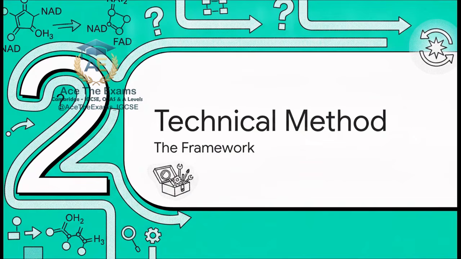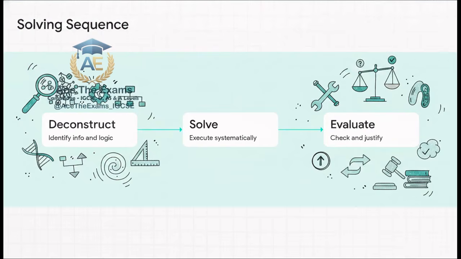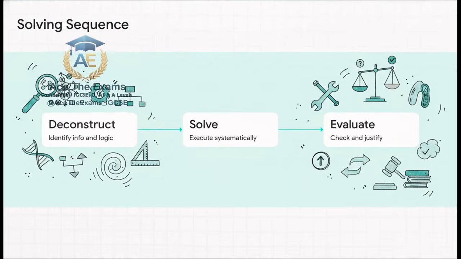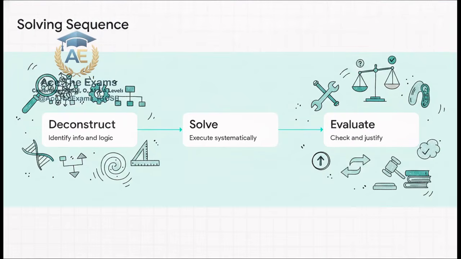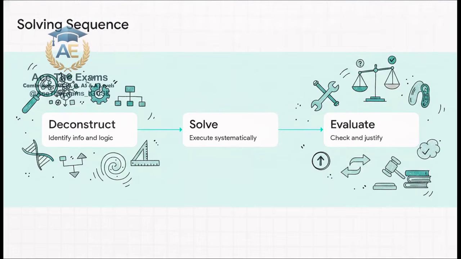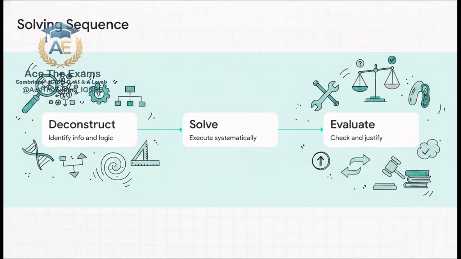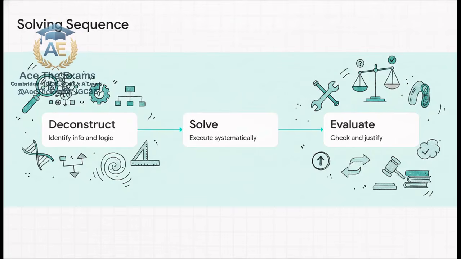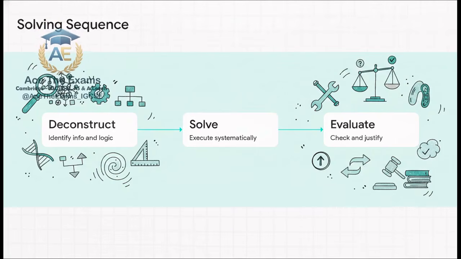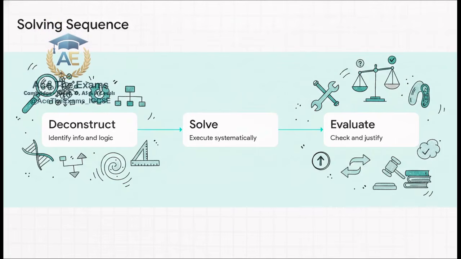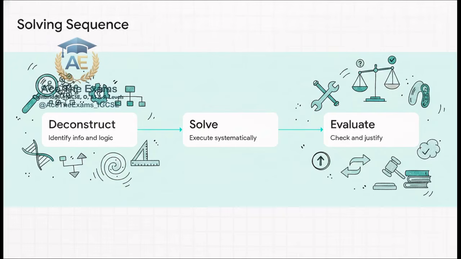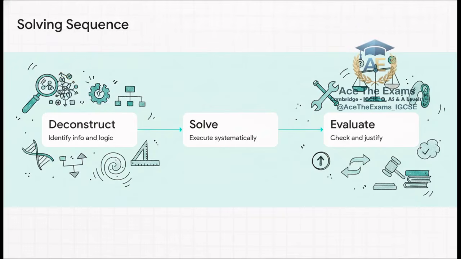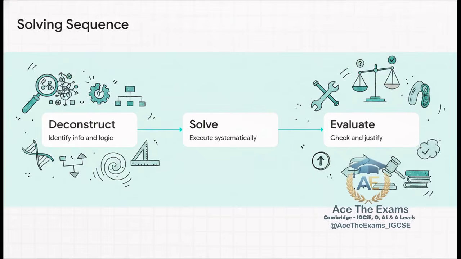Section 2. The Technical Method Framework. Meet your new best friend, the Deconstruct, Solve, Evaluate sequence. This is your ultimate grade-saving tool for navigating complex past papers. Step 1. Deconstruct. Look at the prompt, identify the given info, and the logical steps. Next, solve. You want to execute systematically with perfectly clear working. And finally, evaluate. Take a step back and ask yourself, is this reasonable? Does my biological reasoning actually justify this data?